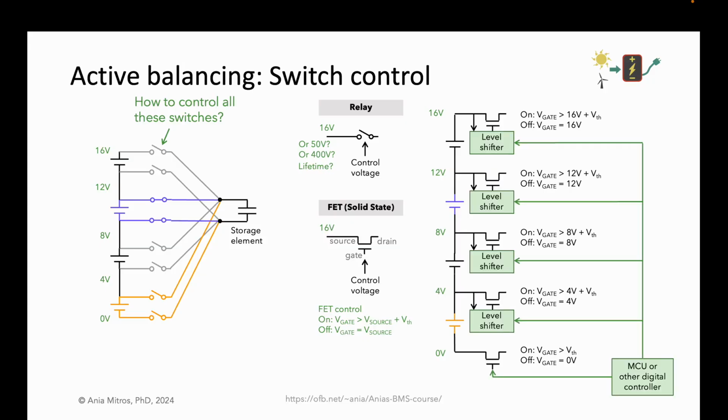We need what's called a level shifting circuit for every switch to level shift from some microcontroller's digital signal to whatever voltage range each switch needs. Only the bottom switch, the one connected to the constant 0-volt ground, can be controlled directly by the microcontroller or other ground reference digital circuit.